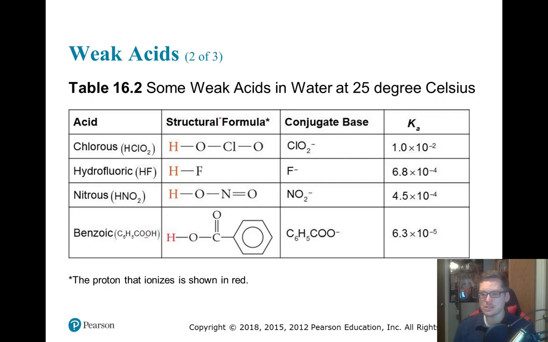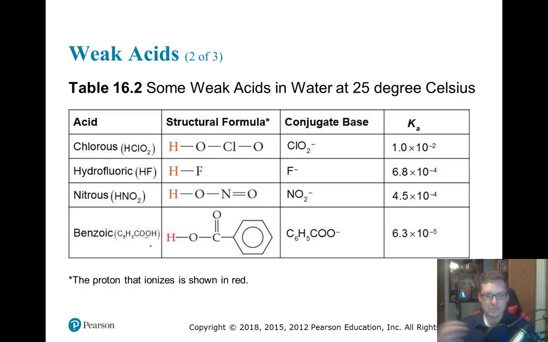Here are some weak acids, and you can see some patterns start to emerge here. They've made the proton that ionizes red. So this is your acidic hydrogen that pops up, and of these, chlorous acid would be the strongest acid, and then hydrofluoric is also pretty strong, but nitrous is slightly stronger than benzoic acid. And you can start to see patterns here.